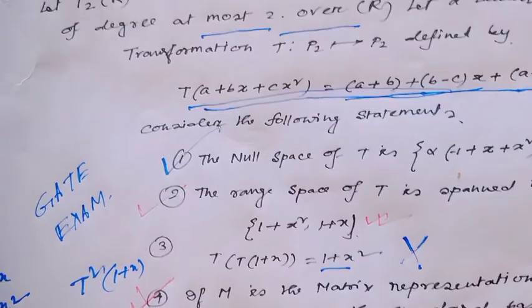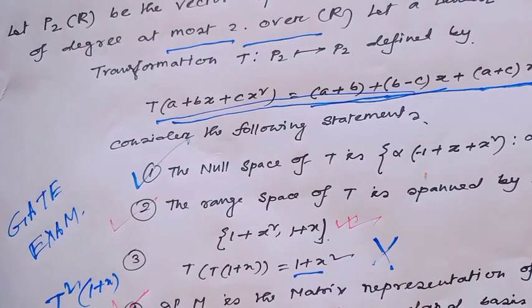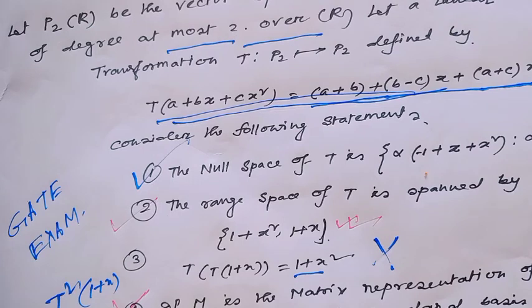Are you getting why the matrix representation is very important? If you know the matrix representation clearly with respect to the basis, then you can easily evaluate the null space of any linear transformation, range space of any linear transformation, trace, any part.